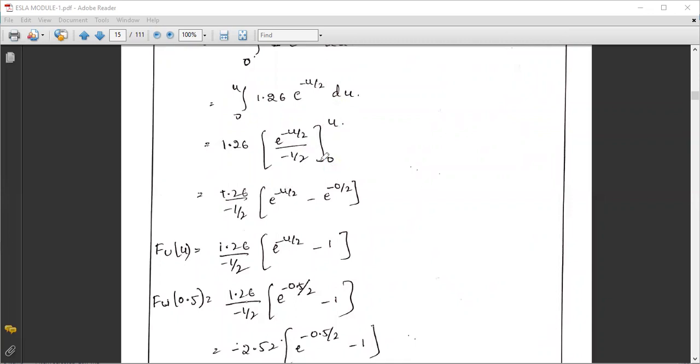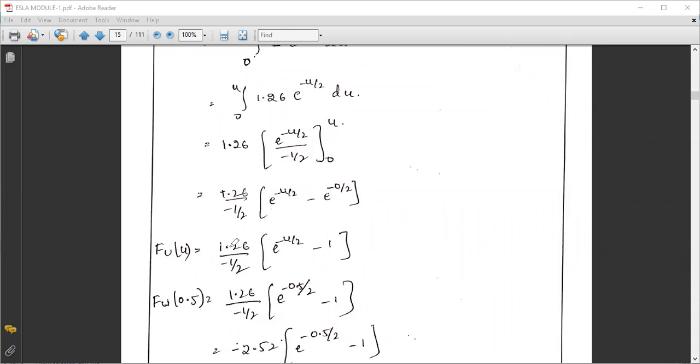Upper limit is u and the lower limit is 0. The denominator is independent of u, therefore we take it outside: 1.26 by minus 1 by 2 into e power minus u by 2 minus e power 0 by 2. We apply the upper limit first and then the lower limit, upper limit minus lower limit.